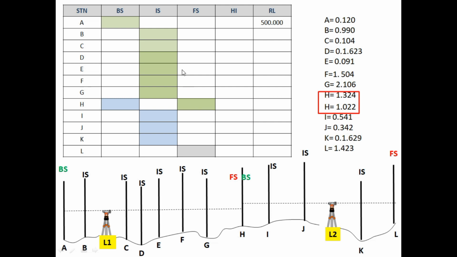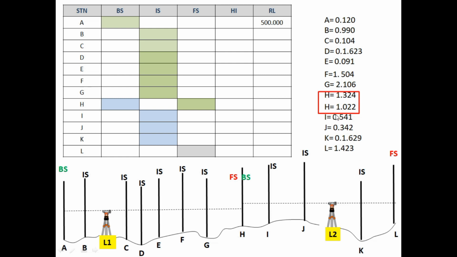Now for this there is only one height of instrument. Check. For A, B, C, D, E, F, G, H, see here, there is only one height of instrument. Now how is it calculated? Reduced level of A plus the reading taken at A will automatically give you the height of instrument. Now this height of instrument minus any of the readings will automatically give the reduced level of that point. This will be valid up to F.